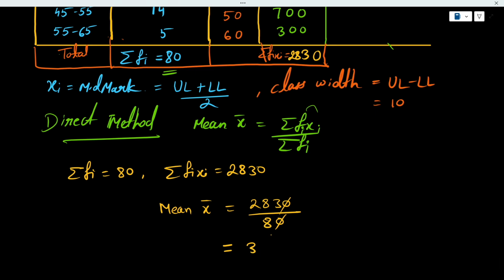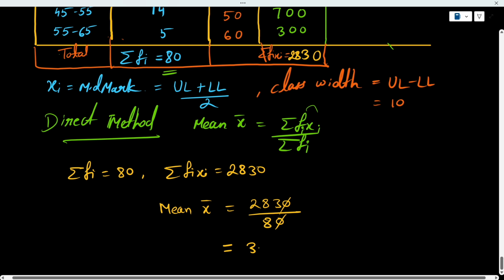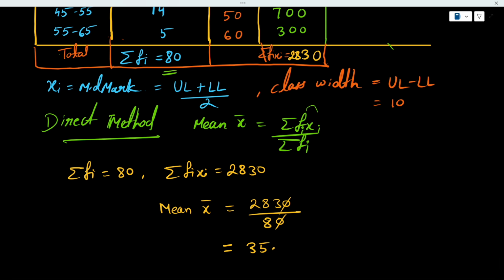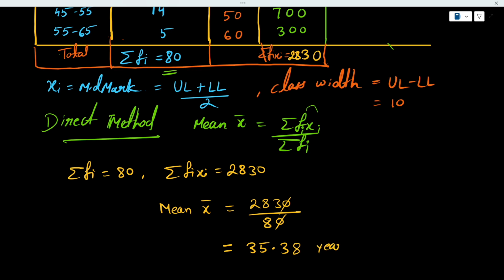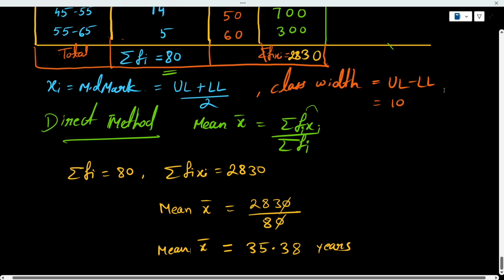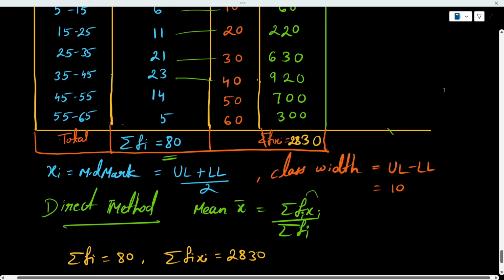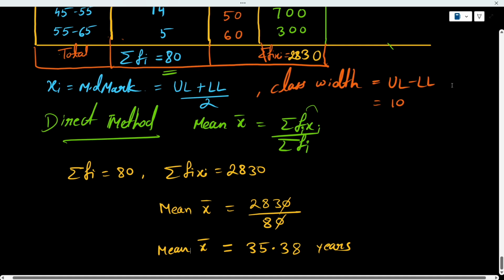8 3s are 24, then 8 5s are 40, 3 is the remainder, then again 8 3s are 24, right? So this many years is going to be the answer. This is your mean, right? So what is this? Mean age. So the maximum number of patients who are discharged are approximately of this age, right? So this is about your mean.